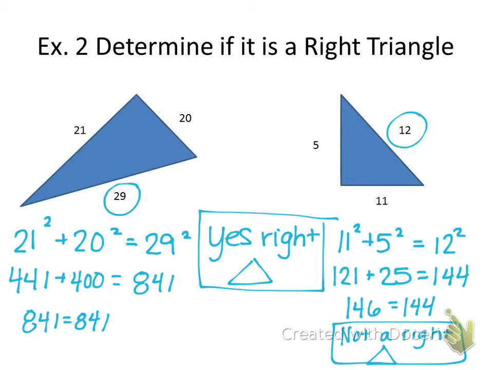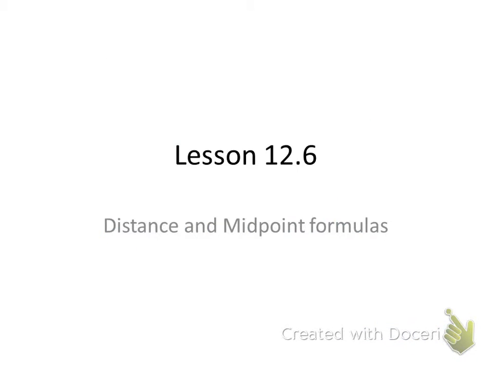Okay, so now we're going to move on to lesson 12.6. 12.6 deals with two other formulas, the distance and the midpoint formulas, okay? We can use these formulas in order to find the distance between two ordered pairs and the midpoint between two ordered pairs. We can eventually use this when we're dealing with triangles, which we will do at a later time, not today, okay? So in today's lessons total, you will come out with 3 formulas that you need to memorize.